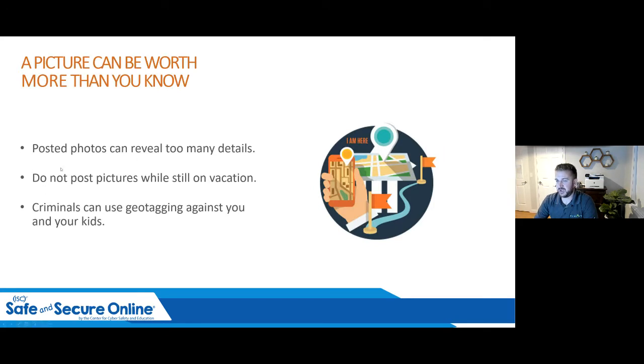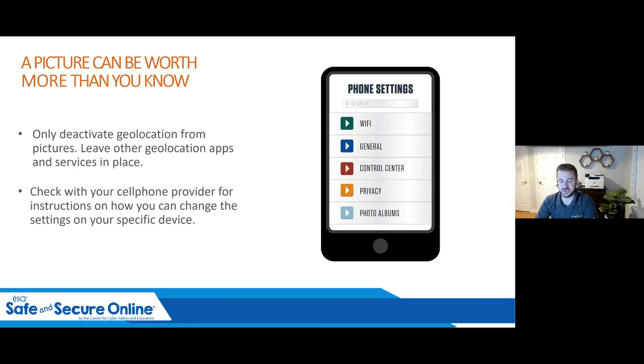We talked about photos a little bit already too. Posted photos can reveal too many details. We also touched on geotagging with the kids earlier today. Geotagging is when you take a picture and your phone automatically GPS tags that picture. And so it's really easy for all kinds of applications to get access to that geotag data and figure out where that picture was taken from.